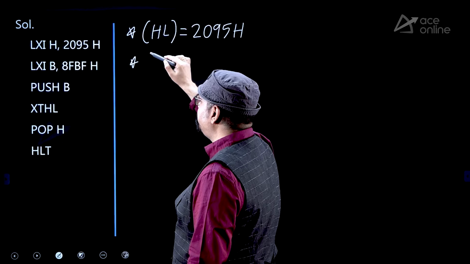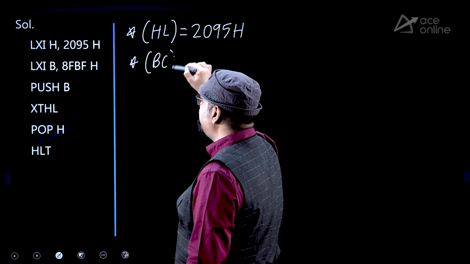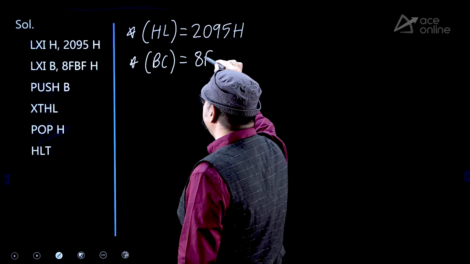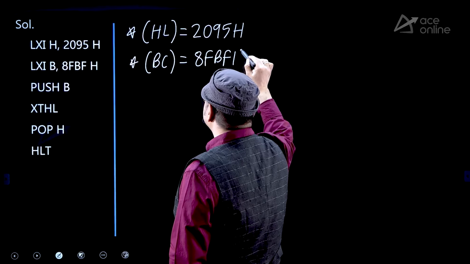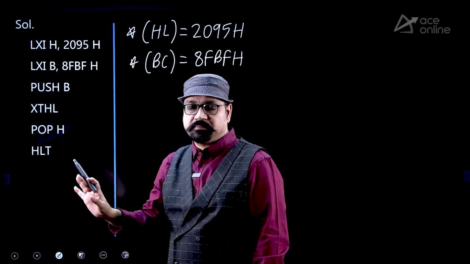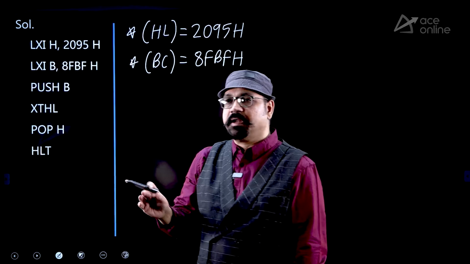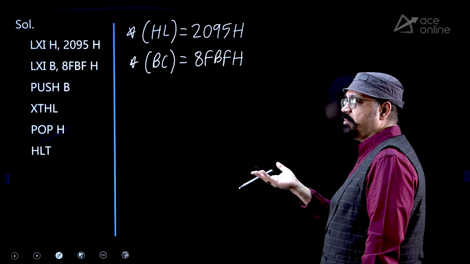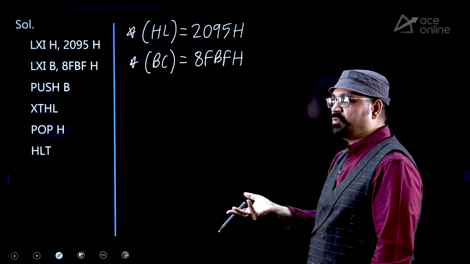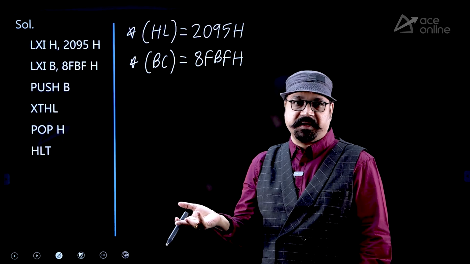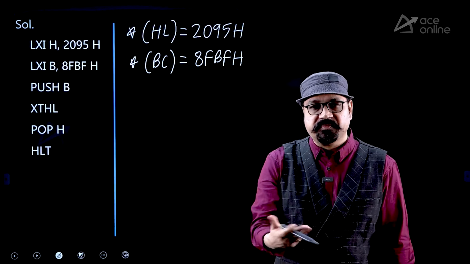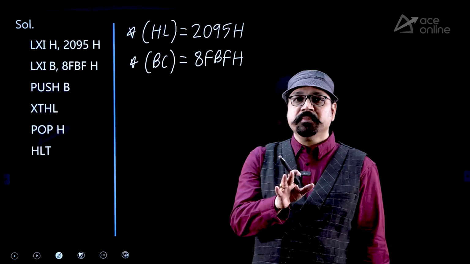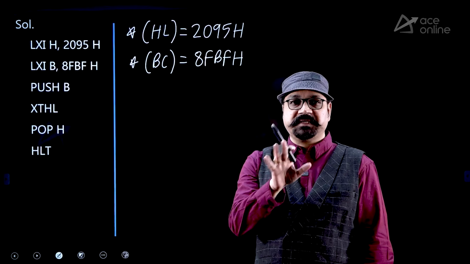LXI B, 8FBF. BC pair is initialized with 8FBF hexa. Right? No stack pointer. So I am not talking about stack pointer, but I will mention also about stack pointer, because the same question can be framed where they can ask you what is the stack pointer content at the end. We keep track of the stack pointer also.